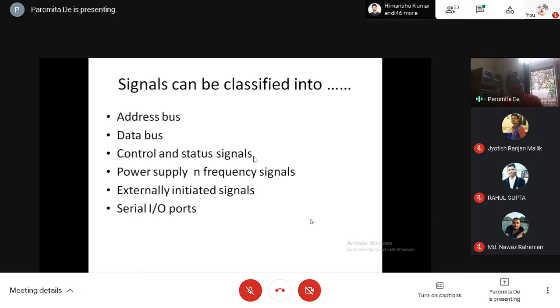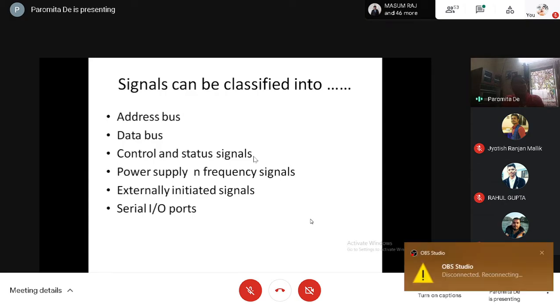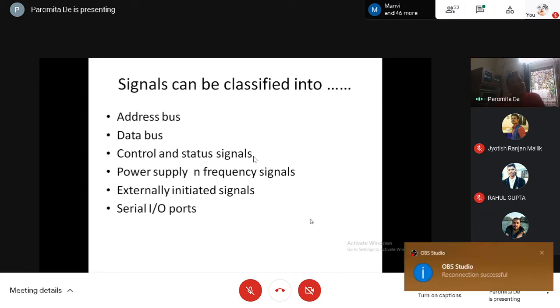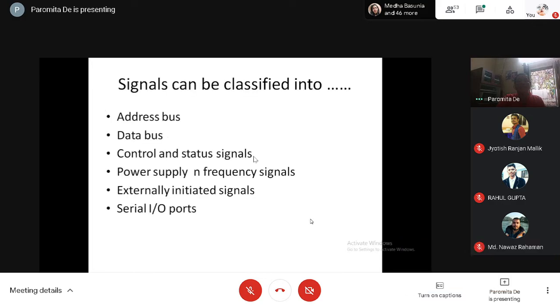Then there are pins that give the control and status signals. There are pins that give the power supply and frequency signals. Again, there are pins that give externally initiated signals, and also there are 2 pins for the serial input-output ports. Since it is an 8-bit microprocessor, 8 bits are processed in parallel, but in a serial input-output port, 1 bit after the other will go. All these operations have to happen from the 40 pins available. We cannot have any extra pin.